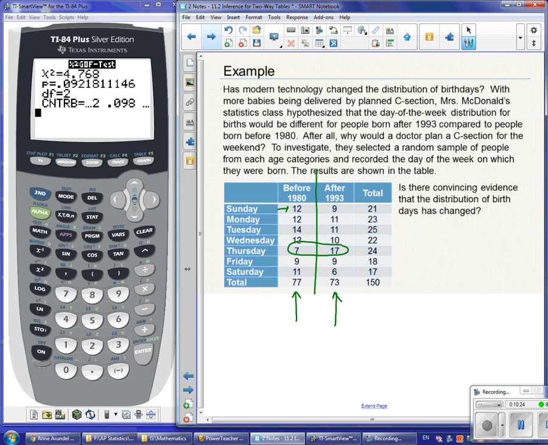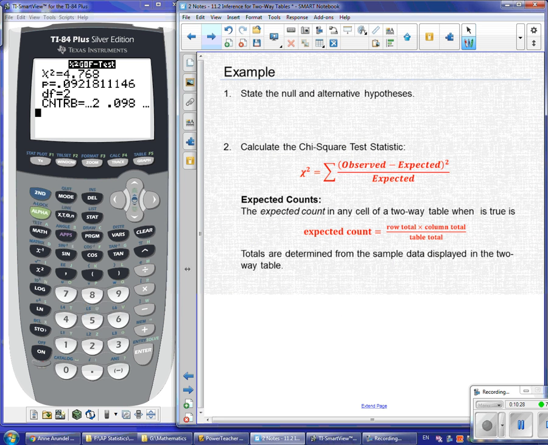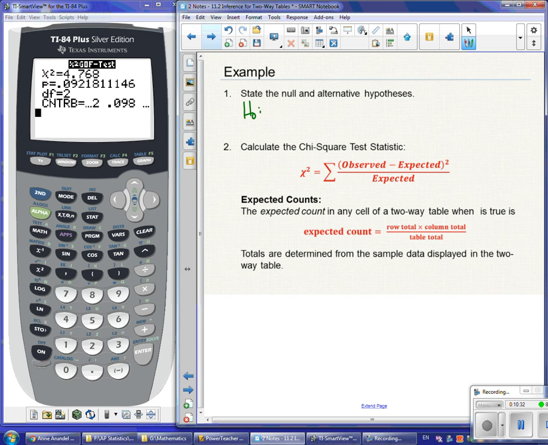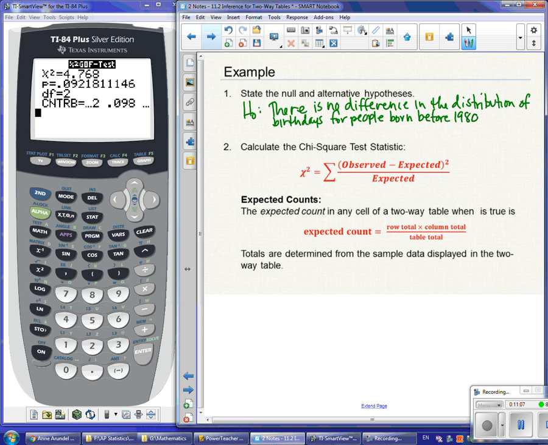So we want to go ahead and perform a test. So we want to state the null and alternative hypothesis. In words, I would state my null hypothesis: there is no difference in the distribution of birthdays for people born before 1980 and after 1993. And then my alternative would be, there is a difference in the distribution of these two groups.